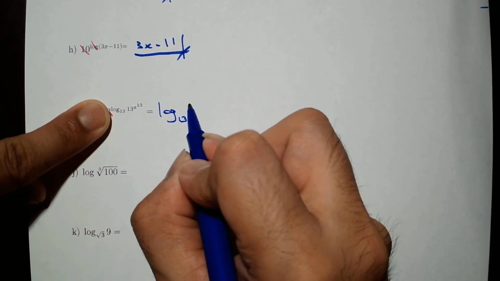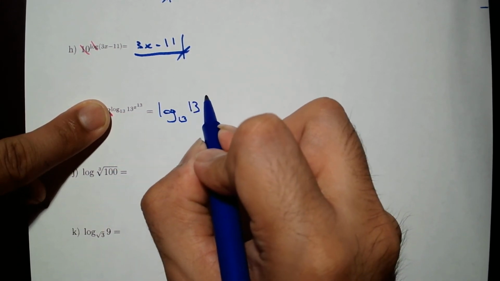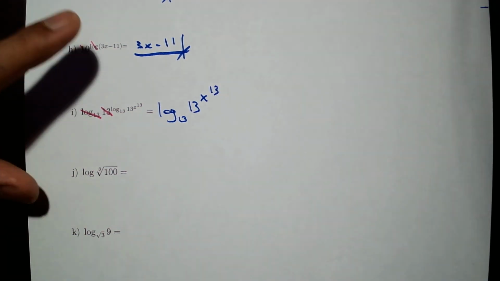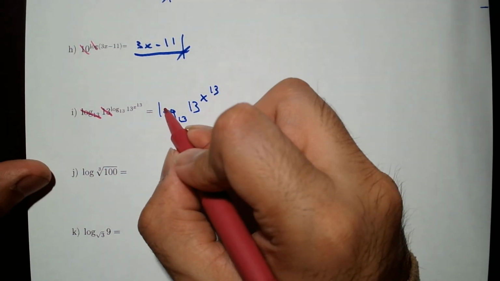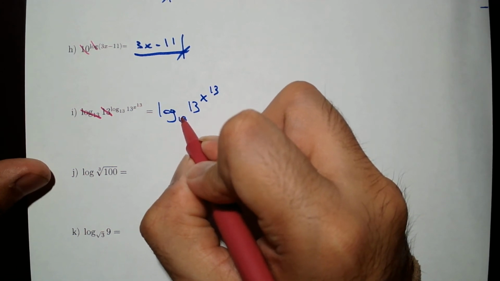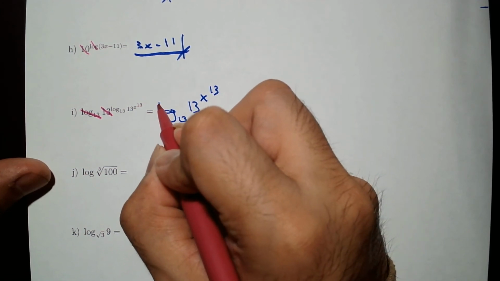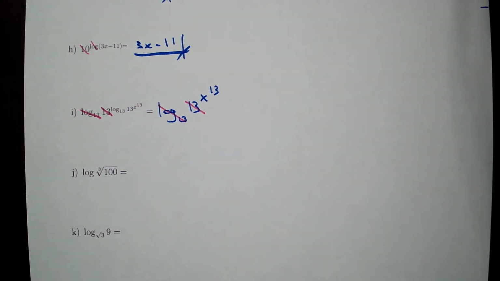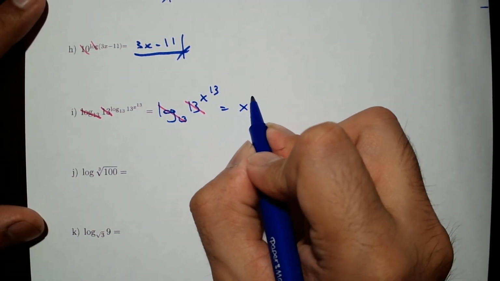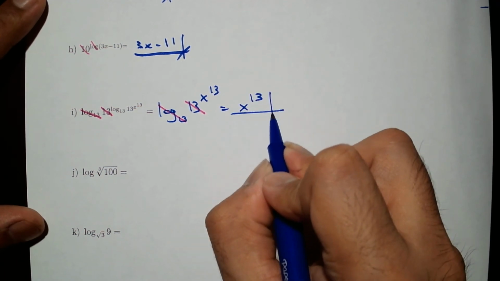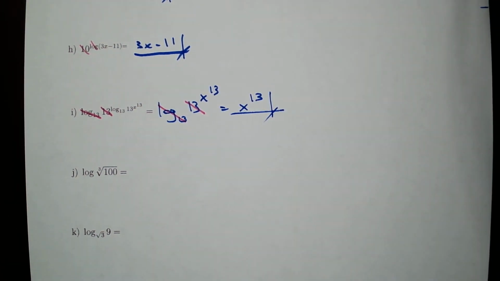of 13 to the x to the 13. Okay. And then the next thing I notice here is that this base, which is 13, matches that of the log. So these go away a second time, and we are left with x to the 13. And that's the final answer.